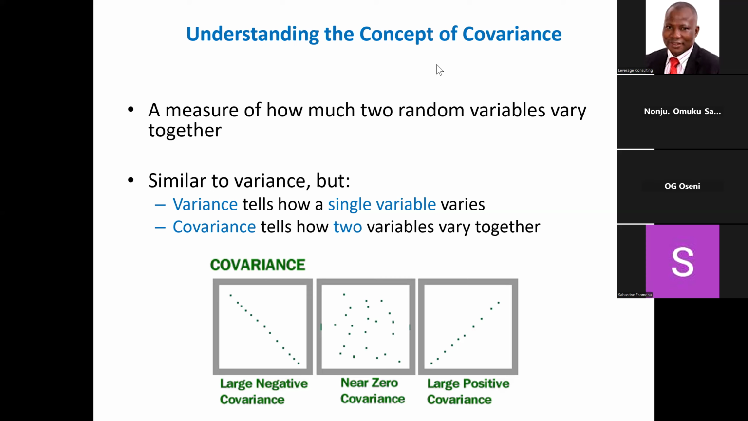So if two things vary together, and as one increases, the other one decreases, the slope will go down. That's what you see in the first one. But if as one increases, the other one increases, the slope will go up from left to right. That's the last one. But if there's no covariance at all, the points will scatter, you won't see them on a line, just scatter like the one in the middle. That's near zero covariance. The first one is large negative covariance. The third one is large positive covariance.